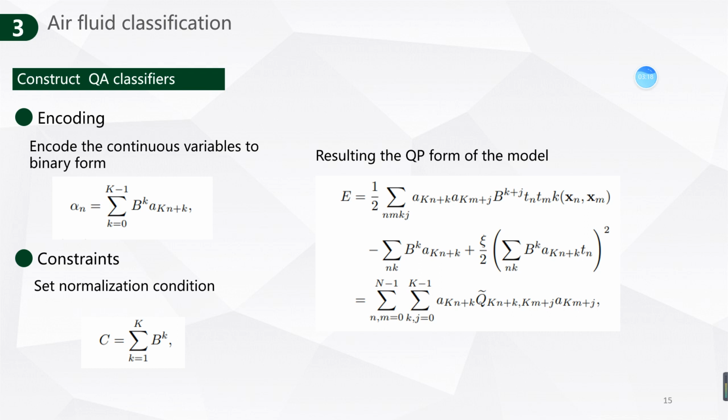Okay, here let's see the details of constructing a quantum annealing-based classifier. So there are mainly two steps. The first is to encode the continuous variables into a binary form, that changes the alpha n into the binary variable an like that. And then we have to set a normalization condition C. So after these two steps, we'll result in a QUBO form of the problem.